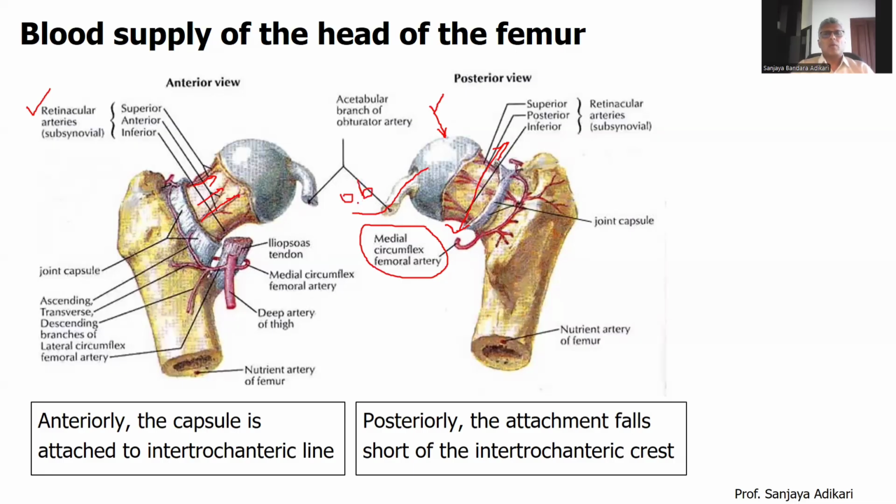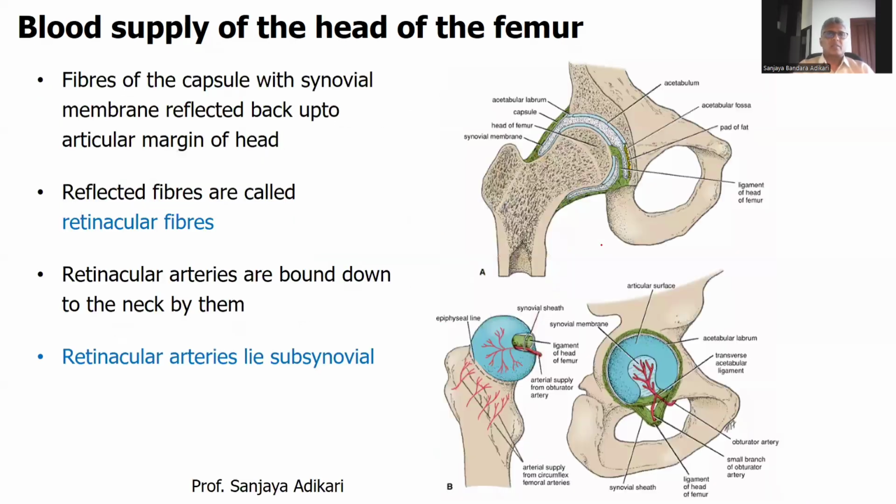But when they grow older, that supply becomes less and less, especially after closure of the epiphyseal plate here. After closure of the epiphyseal plate, the role of the obturator artery becomes almost negligible. So in adults, the supply is totally dependent on these arteries. So if you fracture the neck, then it's at risk.